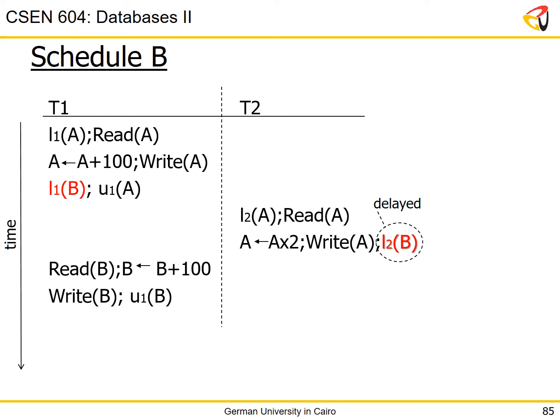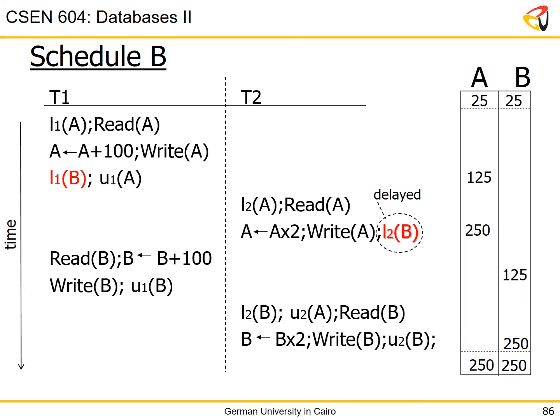Okay, so now the context switch happens after T2 gets blocked, and T1 continues running and it will unlock B. This was the end of T1, so the operating system will realize that T1 stopped, and it will context switch to T2, and this continues running, and we get a consistent state which is 250 and 250.